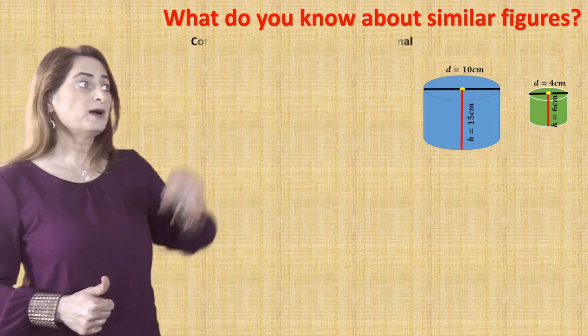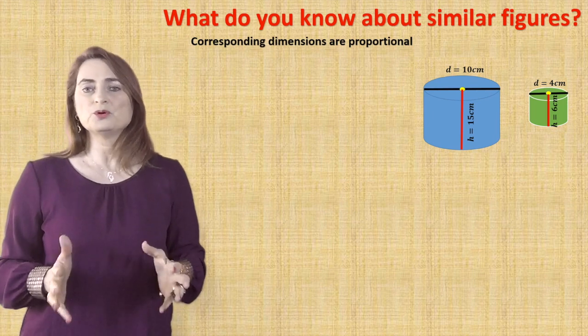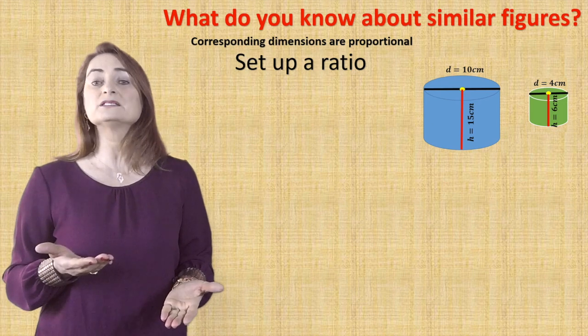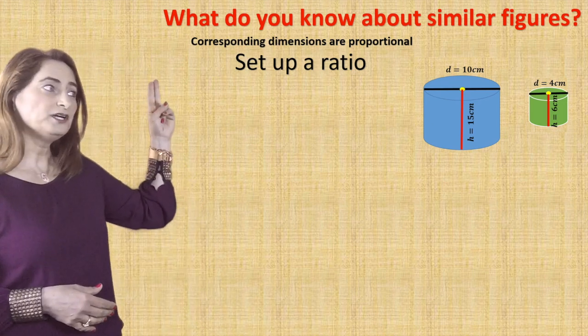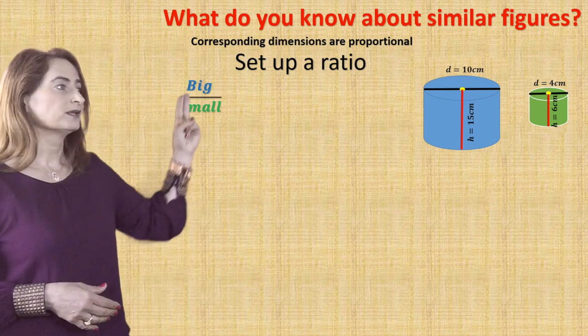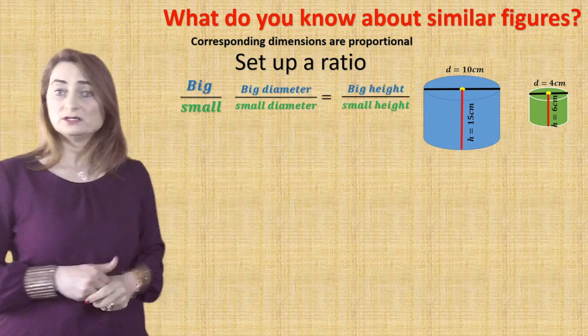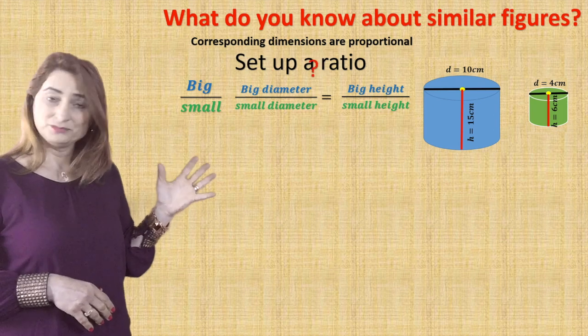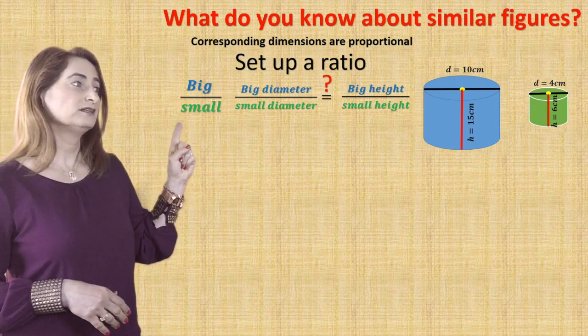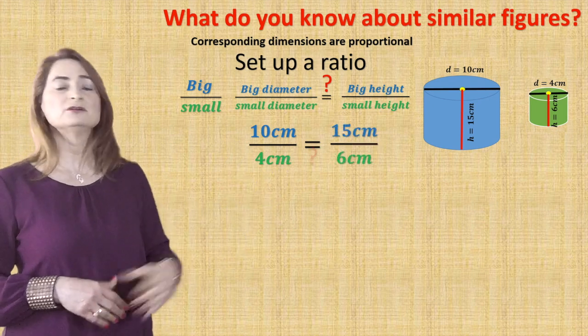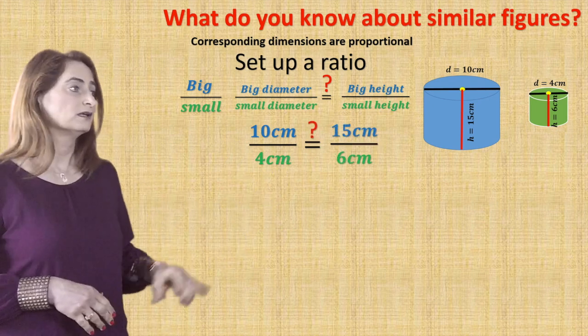Only if corresponding dimensions are proportional. So set up your ratio, because equal ratios means a proportion. Set up your ratio big to small, the big diameter to the small diameter and the big height to the small height. Substitute the numbers. Make sure the diameter is 10 centimeters over 4 centimeters. Does it equal 15 centimeters over 6 centimeters for the height?